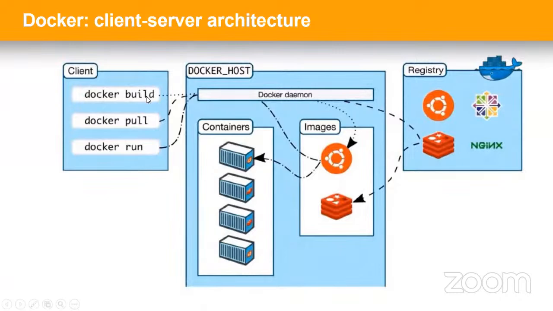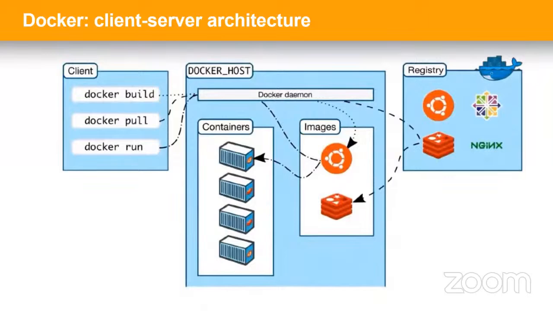If you want to communicate with the Docker host, how are you going to communicate? Through the Docker client. If you want to build any images, you can use the build command. If you want to pull any images, you can use pull. If you want to run any containers, you can use run. So client and server are the two components in Docker. This is the architecture diagram of Docker.